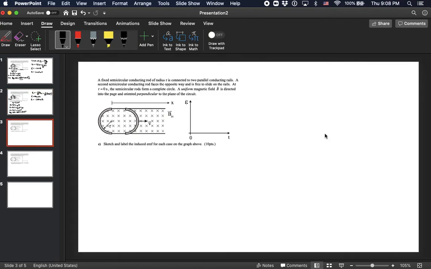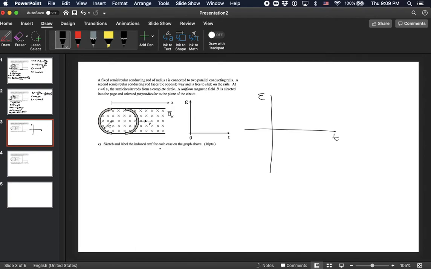So let's switch to the next slide. This says, sketch and label the induced EMF for each case on the graph above. Okay, so for each case, so far that means we have an A and a B. So let's do A here. On this graph, I want to add in a little bit so that we have the ability to go below the axis.